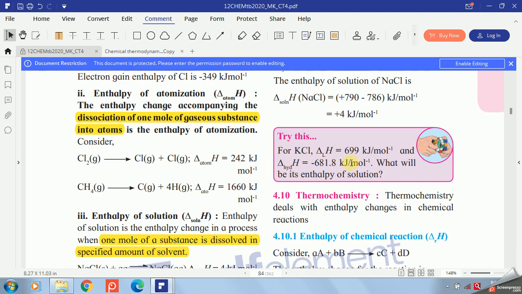Now, can you answer this? Give me the answer in the comment box. Okay, if you understood the previous example, you can easily understand.